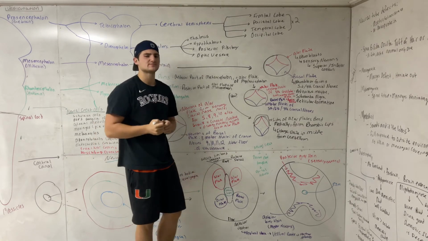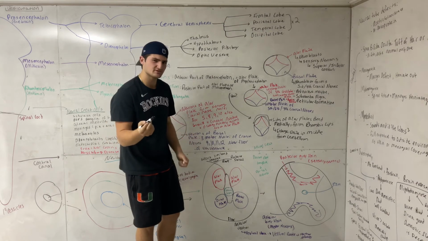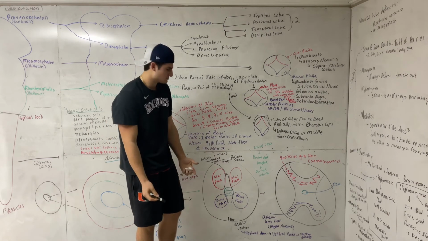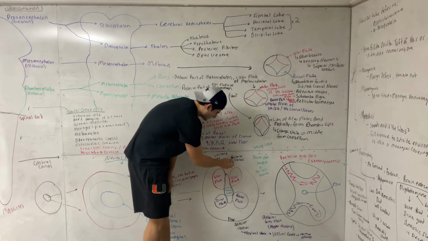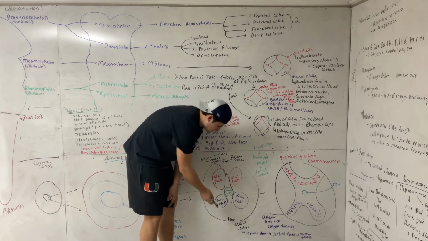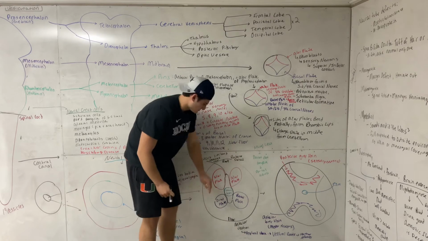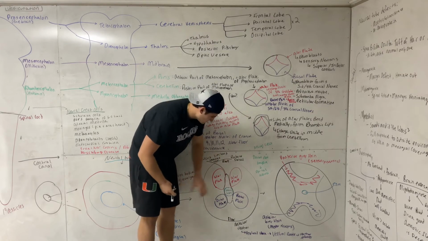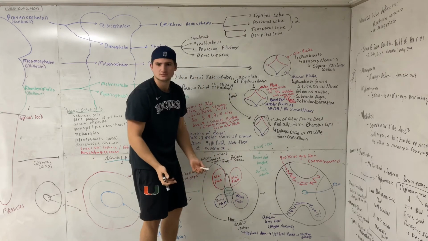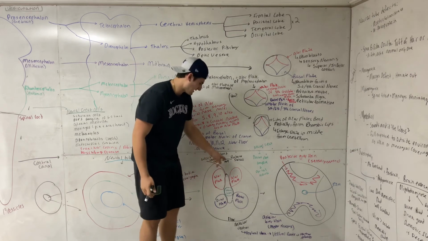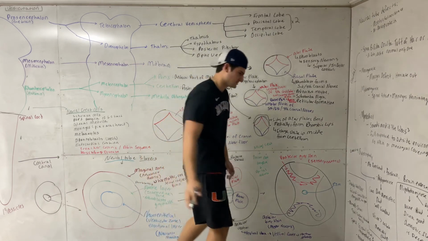Well, if we remember the spinal cord, we have a posterior and an anterior side. Posterior is known as dorsal. Anterior is ventral. So posterior, dorsal. So the alar plate is going to be posterior. The basal plate is going to be anterior. Alar posterior, basal anterior. Good.